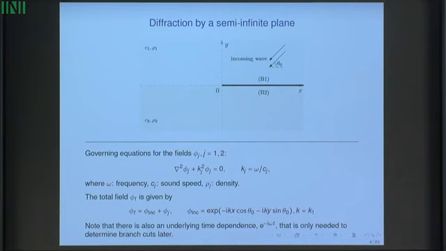The governing equation is the Helmholtz equation with this parameter k, and the total field is equal to the incident field, related to the incoming wave, plus the scattered potential. There's also time dependence, which is only needed to determine the branch cuts related to the solution of this problem.